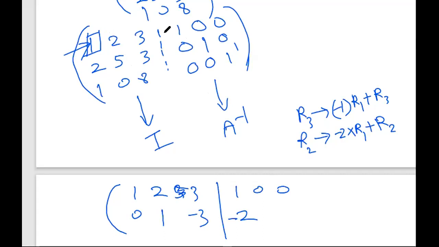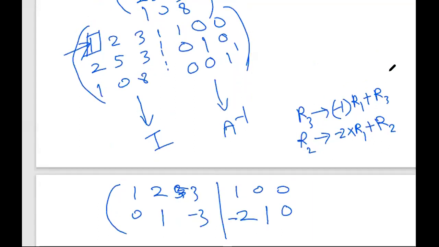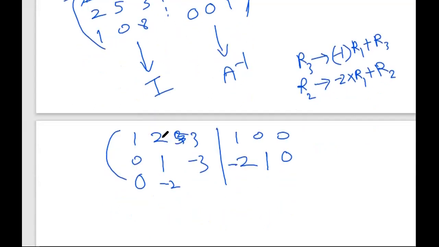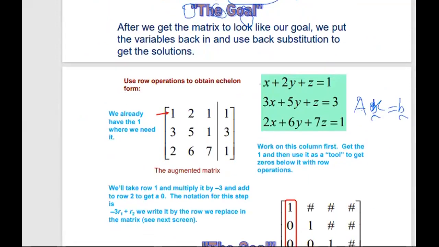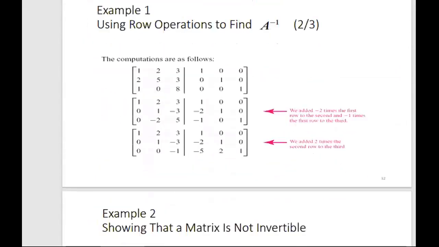Multiply the first row, and because these are zeros, this remains the same. That is your first row, and let's perform this row operation to the other rows. Then this becomes 0, then this becomes negative 2, and 5. It takes time. I think you understand that, right? Here, look at this.